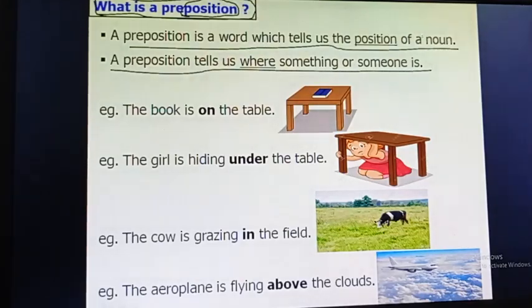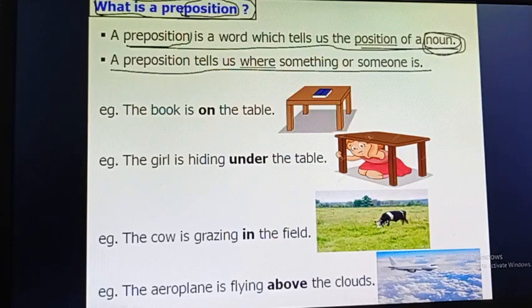So a preposition tells us the position of a noun. What is a noun? A noun is a naming word. Name of a person, place, thing, bird, and animal. So where the bird, animal, person, place, or thing is, who tells us?